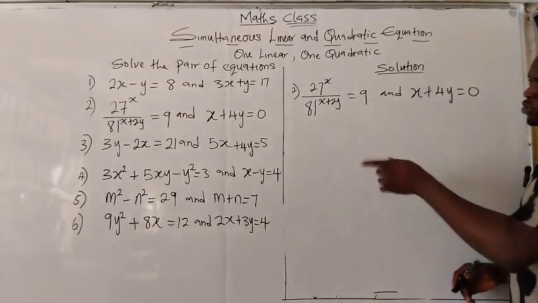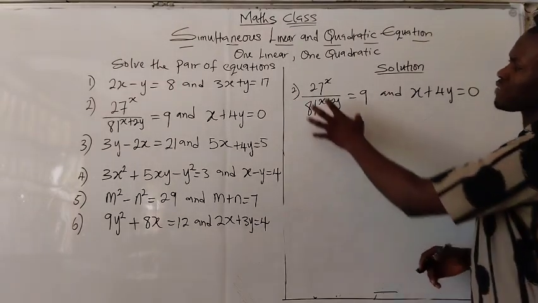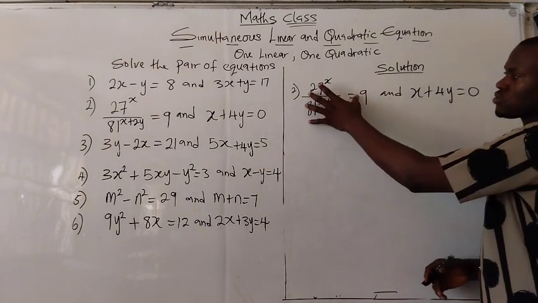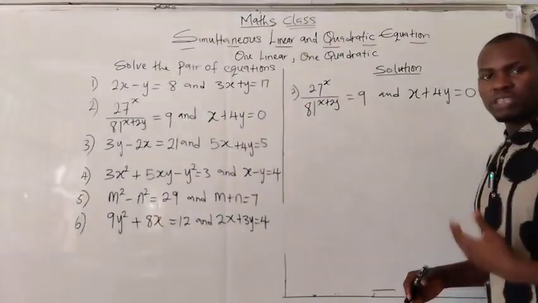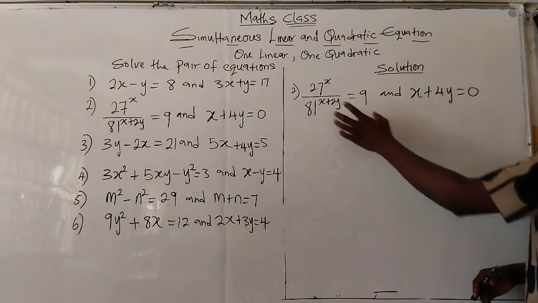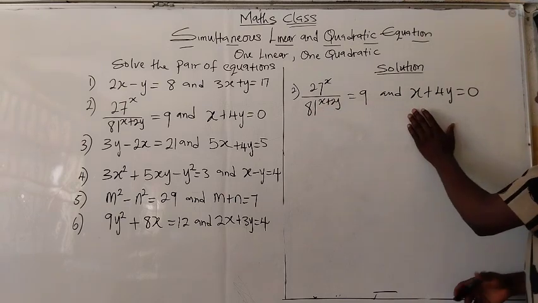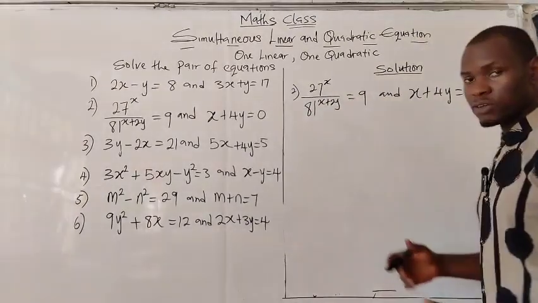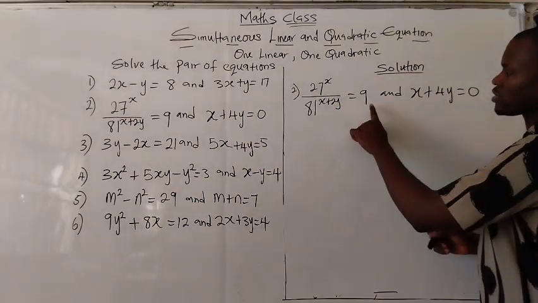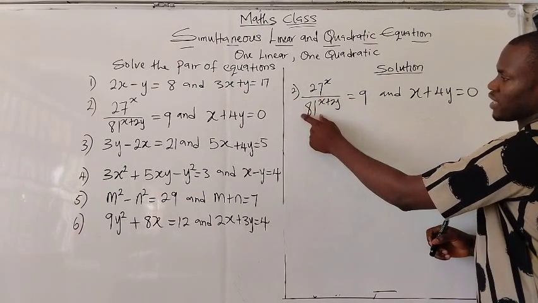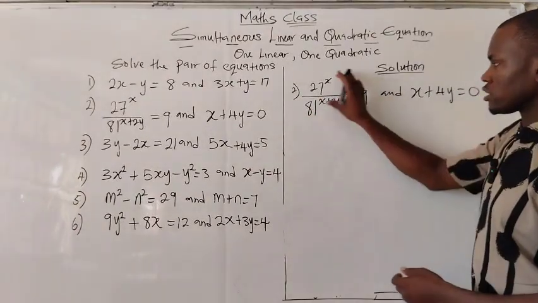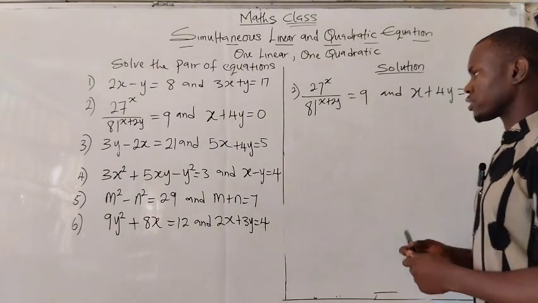So to solve question number 2, you discover that what we have is an indices here. So the first thing we are going to do is to reduce these indices to a simple linear equation. Here is already a simple linear. Sometimes they'll give you two indices. So what you do is to reduce both of them to linear equations before you can now solve. So let's reduce this. Since I have 9, 27, and 9, all of them are multiples of 3. So I can reduce the indices to a base of 3.